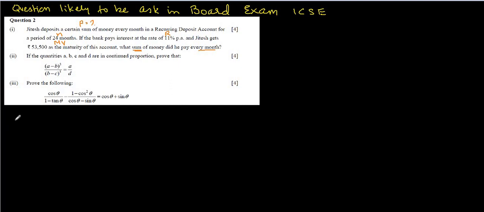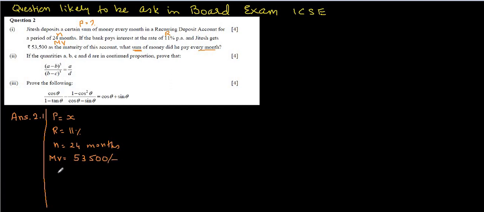So let us do the sum first of all. I'm going to start from here. Let us make a proper way of doing this sum. Answer, question number 2, that will be our 2, and it is the first one. How much amount he is depositing we don't know, so P is equal to X. R is given as 11%. N is given as 24 months, that means 2 years.